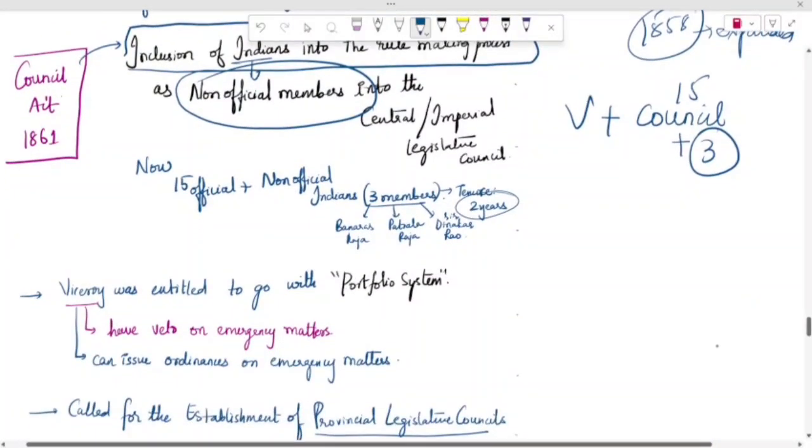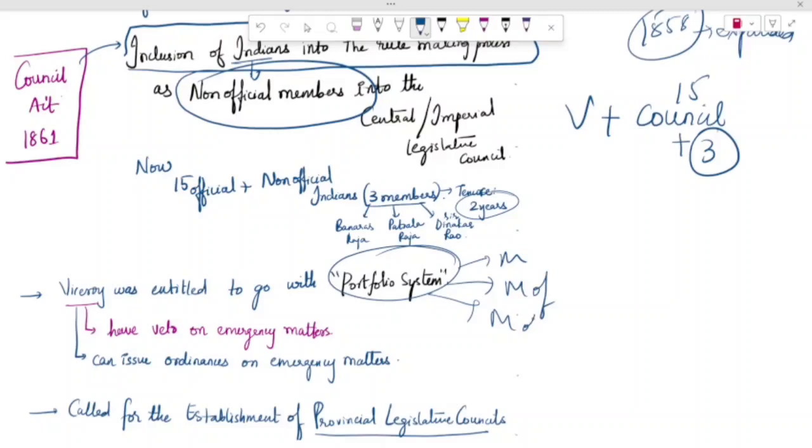They also said that the Viceroy will be going with the portfolio system. It means Ministry of Agriculture, Ministry of Home Affairs, Ministry of External Affairs. So this is called the portfolio system. For everything, there will be one minister or one person who will be taking care of that whole department and will be reporting to the Viceroy. And the Viceroy will have veto on emergency matters. He can override the decision of the council only on emergency matters. So the Viceroy can issue ordinances on emergency matters.